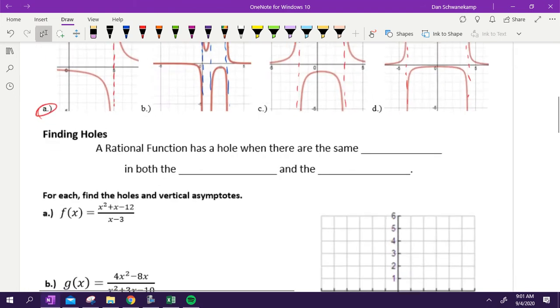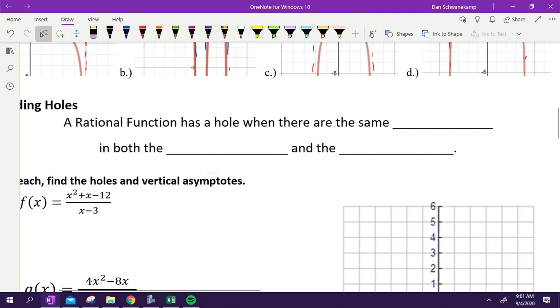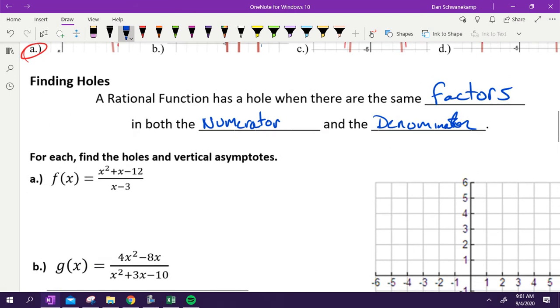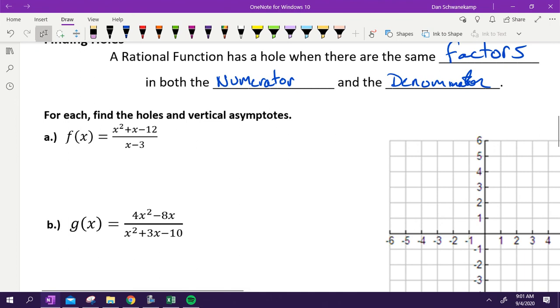The next thing that kind of goes with vertical asymptotes is finding holes. A hole in your graph can happen when a rational function has the same factors in both the numerator and the denominator. And we'll kind of explain what that looks like. If you were to graph this on your graphing calculator or using Desmos, it would not be visible at first glance. But it's there.